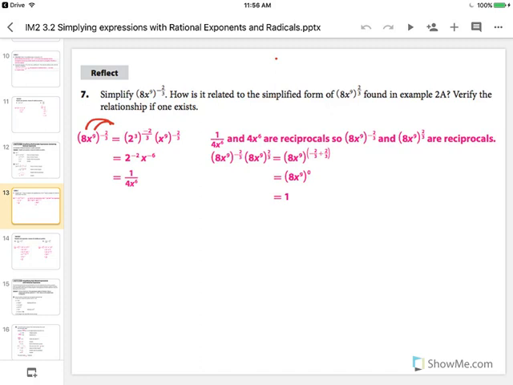But when we have a negative exponent, there's a step here: we can write 2 to the 2nd power times 1 over x to the 6th power. But 2 to the 2nd power is the same as 4. So this gives us 1 over 4x to the 6th.